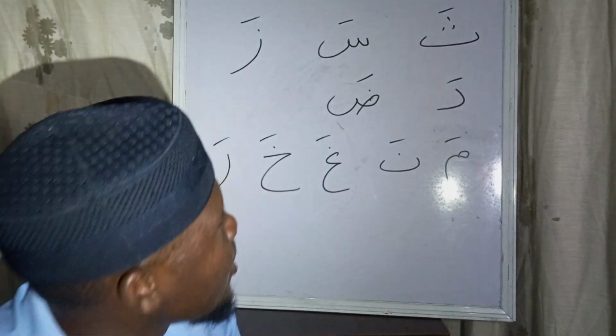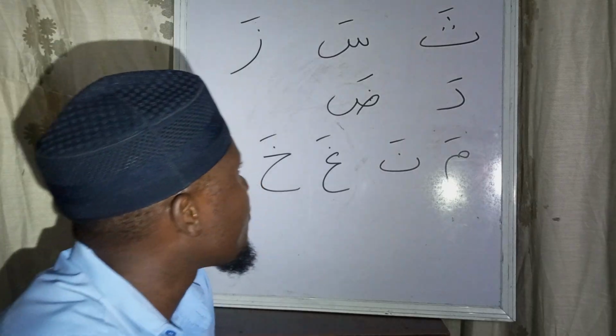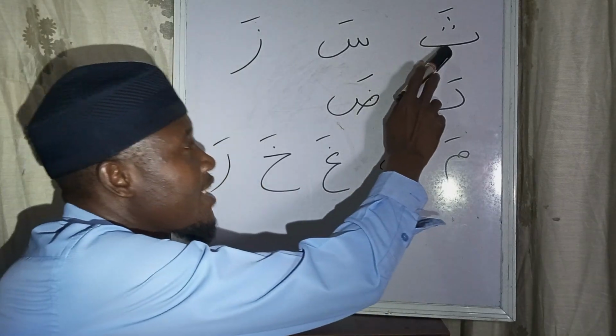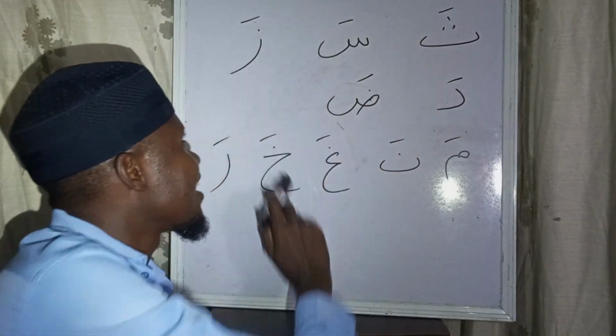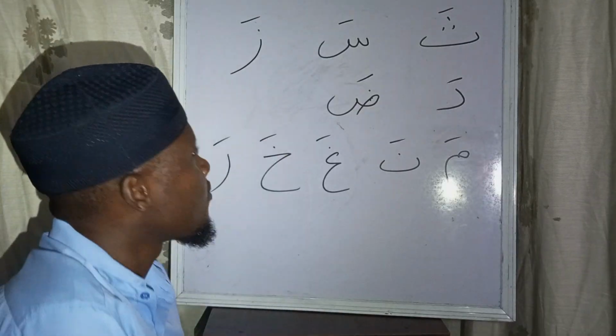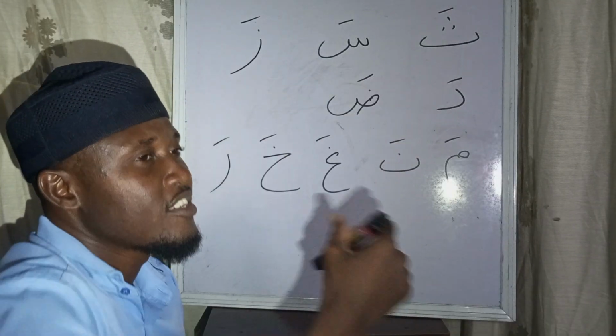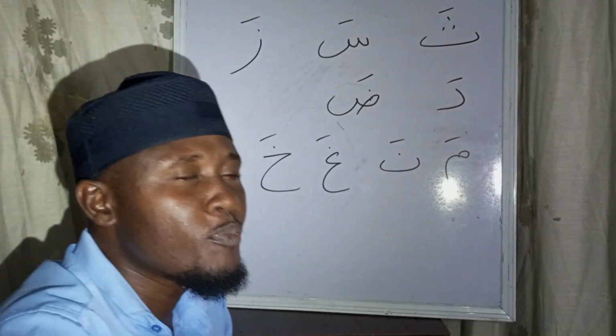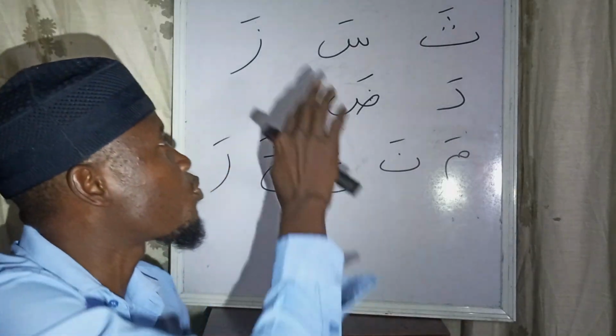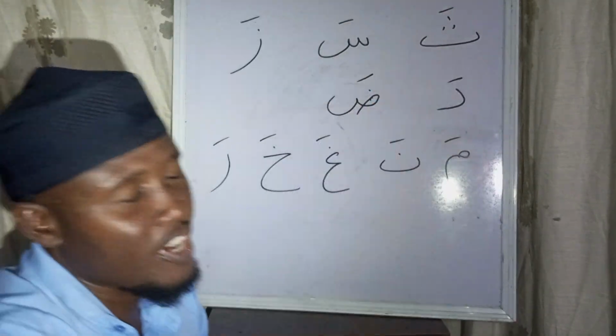Now let's look at the board here. You see these letters here. We have letter Tha here, letter Sin here, and letter Zayu here. Now these three letters, sometimes we have people who mispronounce them or who pronounce one in the place of another.